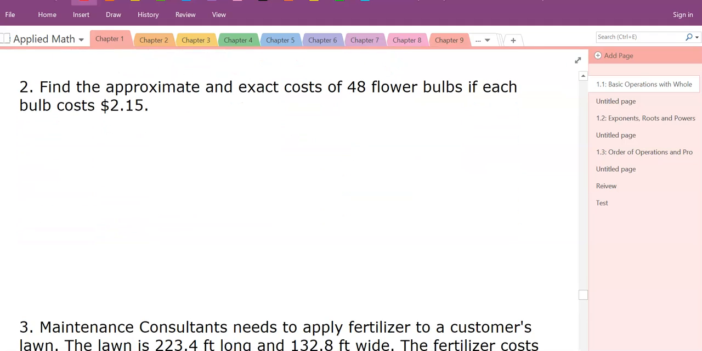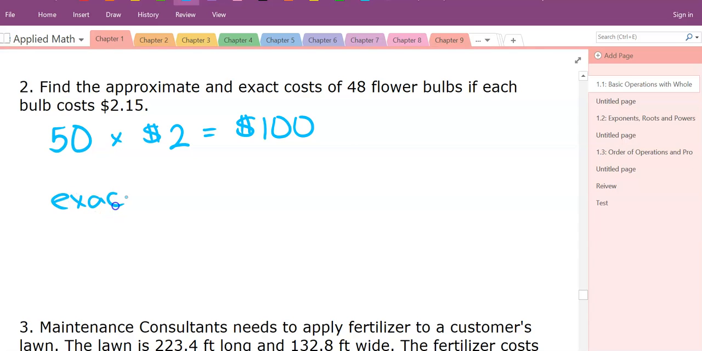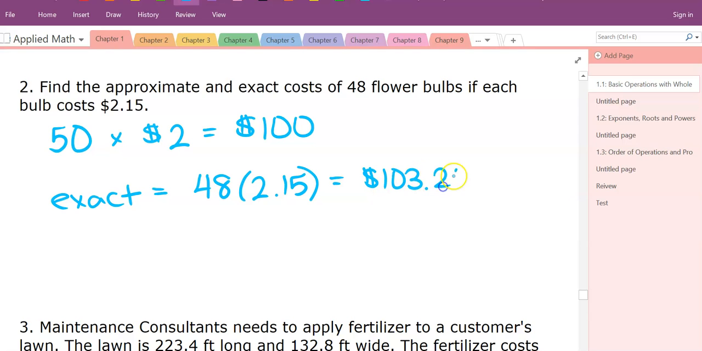For this next one, it wants us to find the estimate and the exact cost for this problem. So to start with the estimate, I'm going to round 48 up to 50. I'm going to round my cost down to $2. So I'm estimating this to cost me about $100. And then the exact, if I take 48 times the $2.15, that's going to be $103.20. So my estimate was really close to my actual amount.